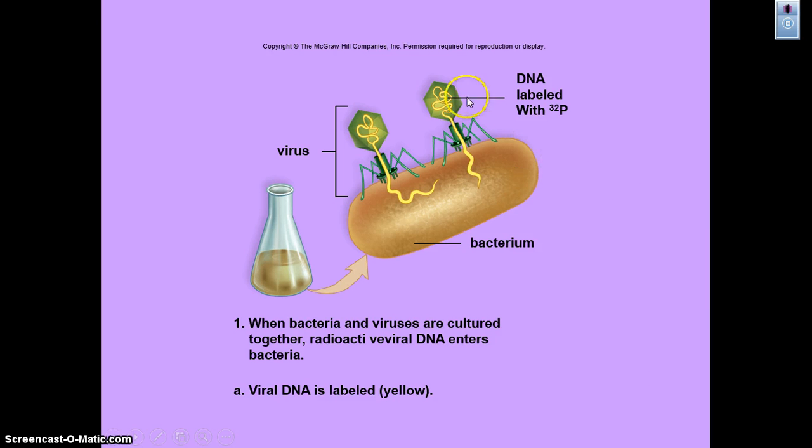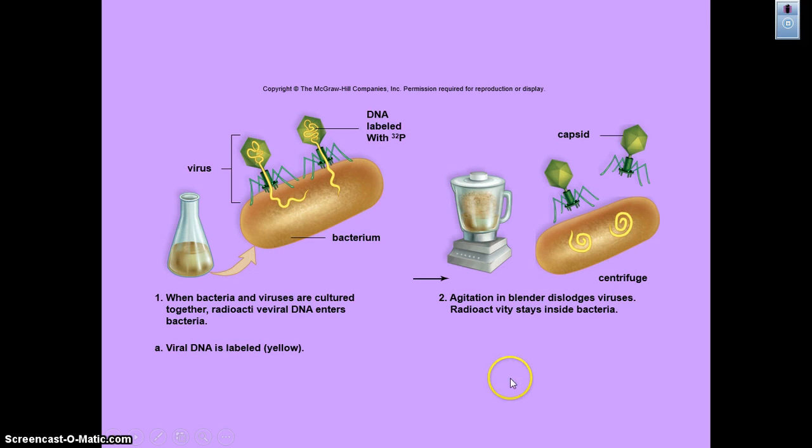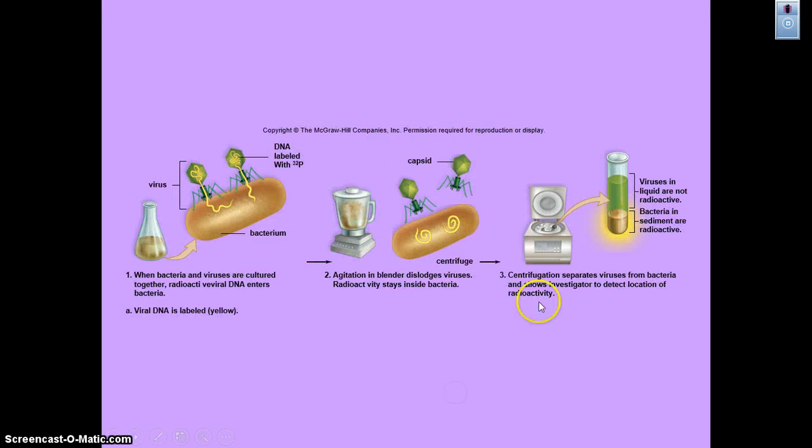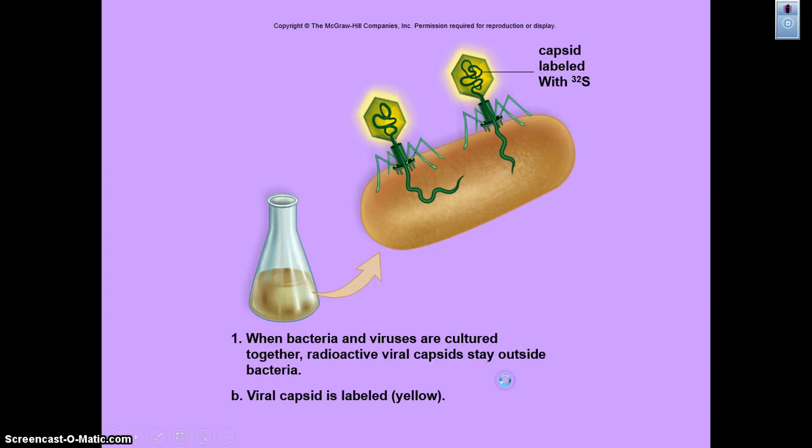So first of all, they labeled the DNA within the virus with P32. This is the capsid of the virus made out of protein, and this is the DNA. When the virus attaches itself to the bacteria, it injects its DNA into the bacteria. They put the bacteria in the blender, and it knocked the capsids off. Then they centrifuged the solution, and that allowed the bacteria to go to the bottom and the viruses to come to the top because of size and mass, and they found that the bacteria was radioactive, so therefore the DNA had gone into the bacteria.